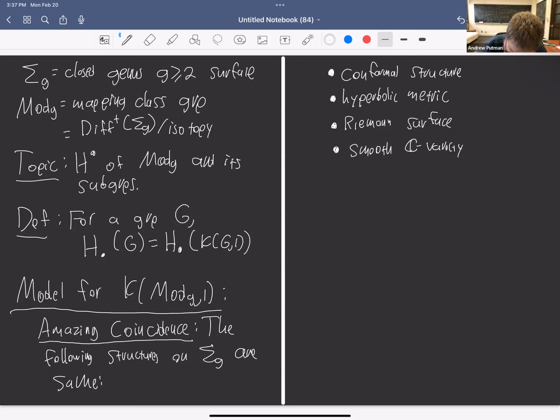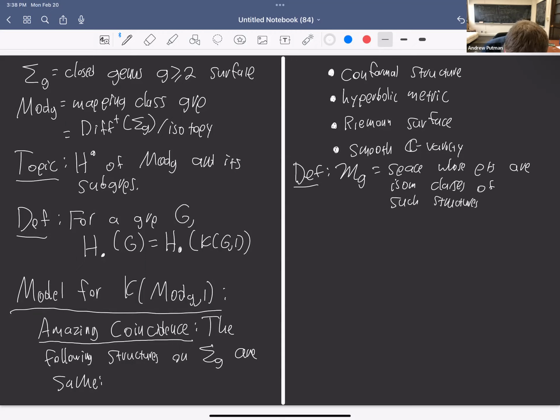So all these structures vary, and so, definition: M_g is equal to the space whose points are isomorphism classes of such structures on the surface Sigma_g. Now anyone that's a real expert is going to say that's not real. There's not really a space of such things, and instead of the word space, I should have written the word stack. But we're just going to pretend that that's not an issue here. So this is a space.